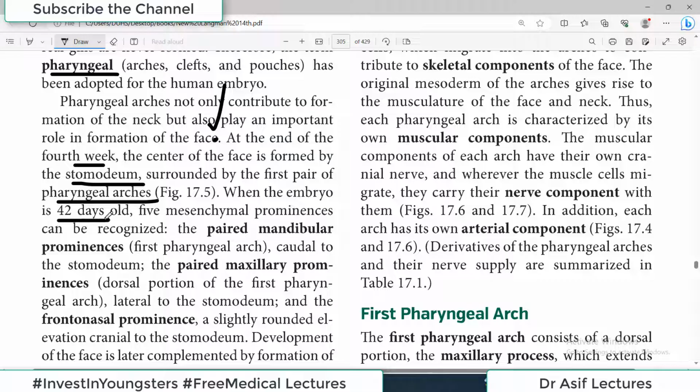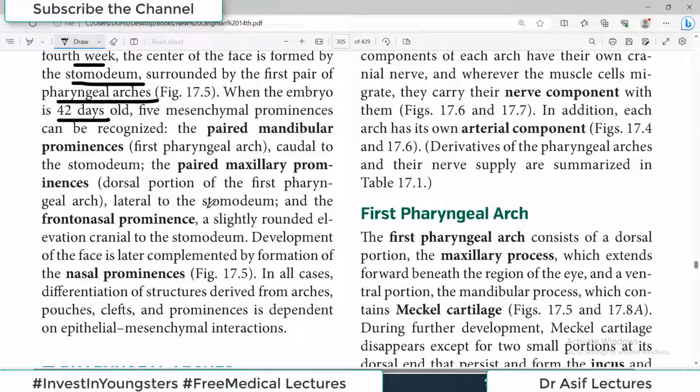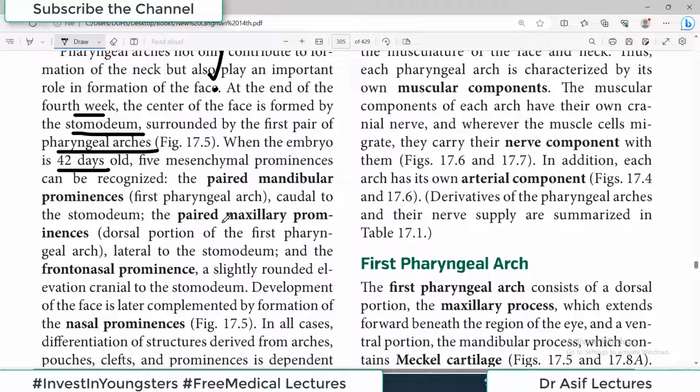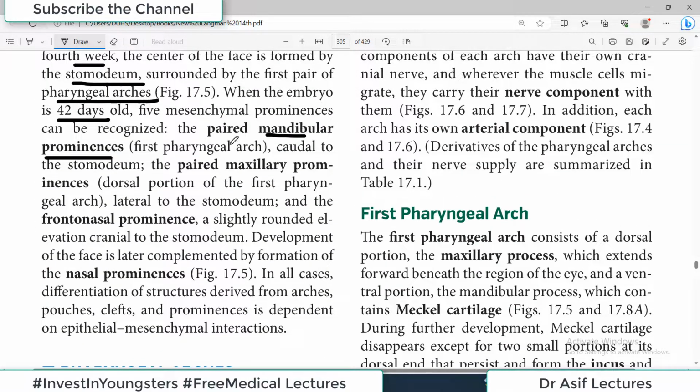When the embryo is 42 days old, 5 mesenchymal prominences appear. इनका जिक्र अभी हम later on भी पढ़ेंगे जब फेस की डेवलपमेंट करेंगे. There are 5 prominences और उन prominences से important structures बनते हैं फेस के. The prominences are mandibular prominences. So if I look at this diagram again, this is the mandibular prominence, this is the maxillary prominence, this is the frontonasal prominence. तो ये typical prominence हैं, 2 mandible, 2 maxillary, 1 frontonasal. So 5 ये prominence बनते हैं. Paired mandibular prominence, paired maxillary prominence, and then we also have the frontonasal prominence.